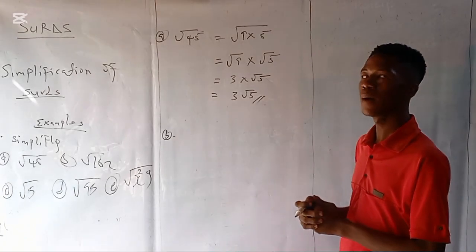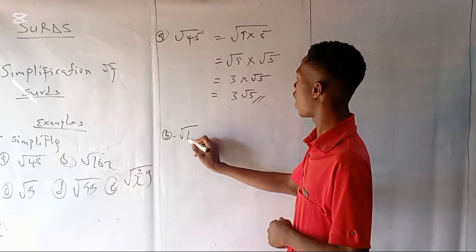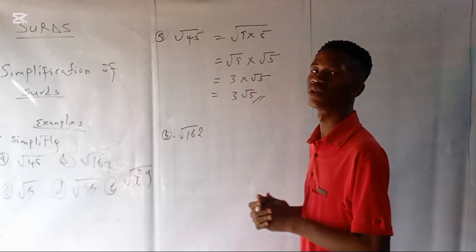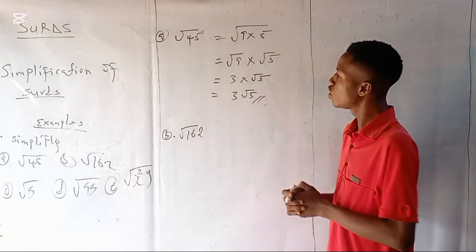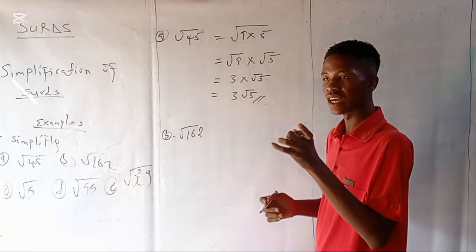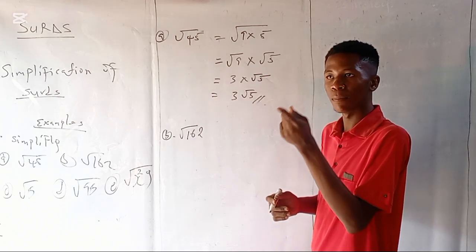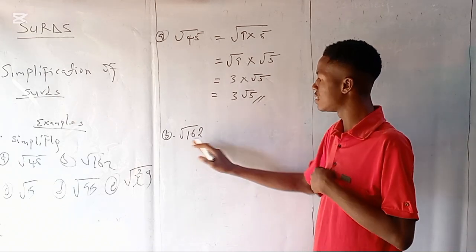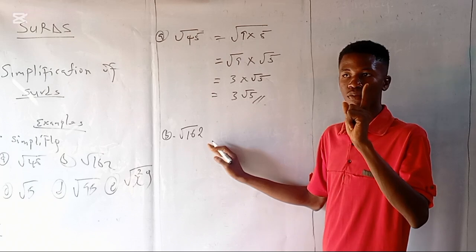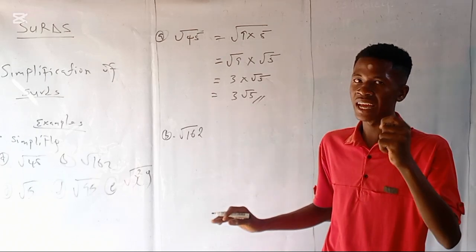We have what there? Root 162. Are we together? So what do you do now? You ask yourself two numbers. Okay, you put in two numbers that multiply. That will give us what? 162, such that one of the factors must be a perfect square.